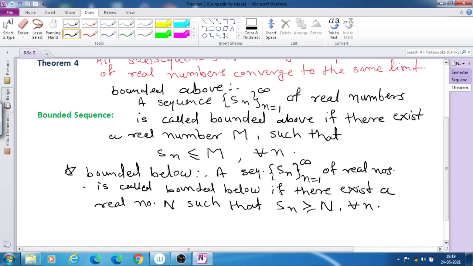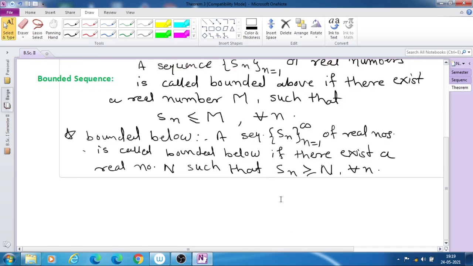So similar to the above definition, a sequence is bounded below if there exists a number such that each term Sn is always greater than or equal to that number N. That means N is a lower bound of the sequence, and a sequence is said to be bounded below if it has a lower bound like N. That means every term of the sequence is always greater than or equal to N.